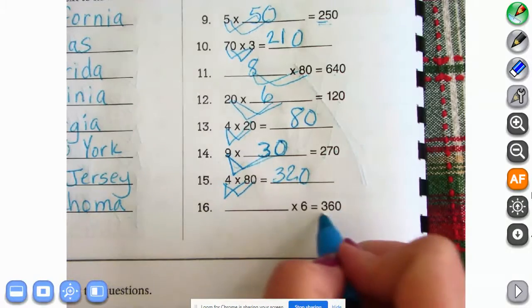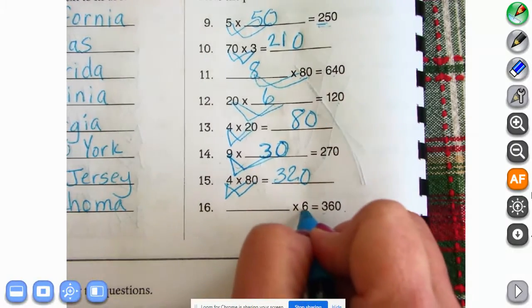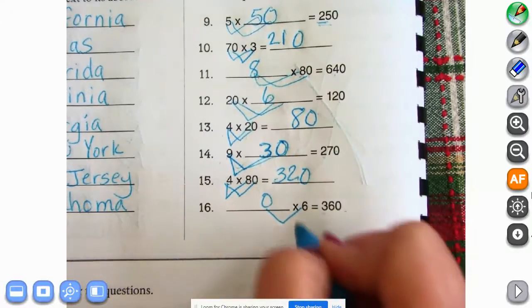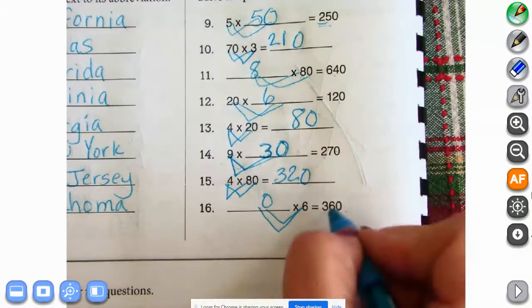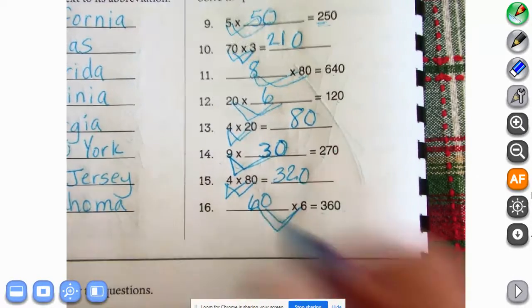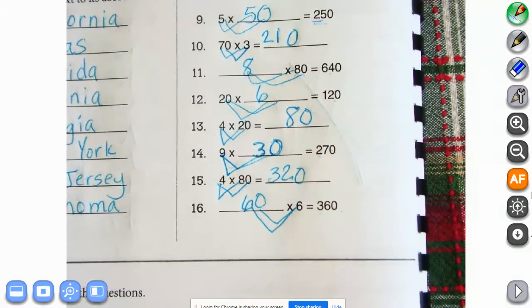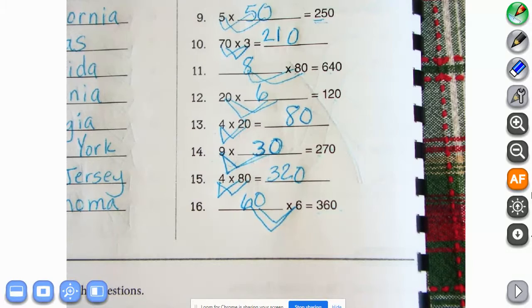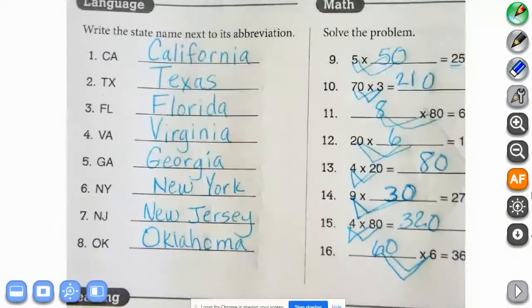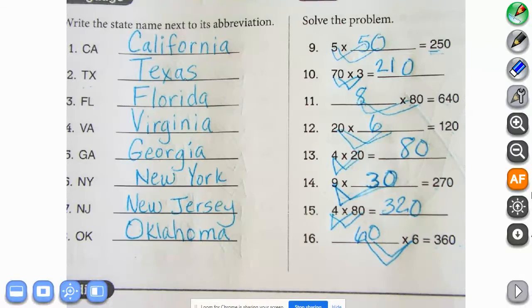All right, 360. 6 times 0 will make 0. And 6 times this number will make 36. 6 times 6. So 60 times 6 is 360. All right, make sure you have all your answers corrected through the whole thing. Go ahead and pause if you need to. All right, we're going to go down to the bottom.